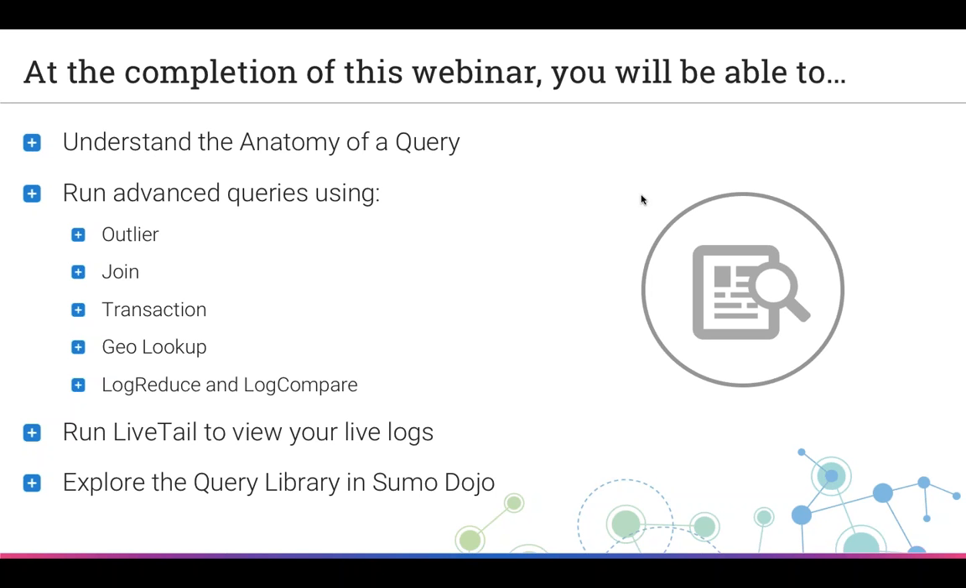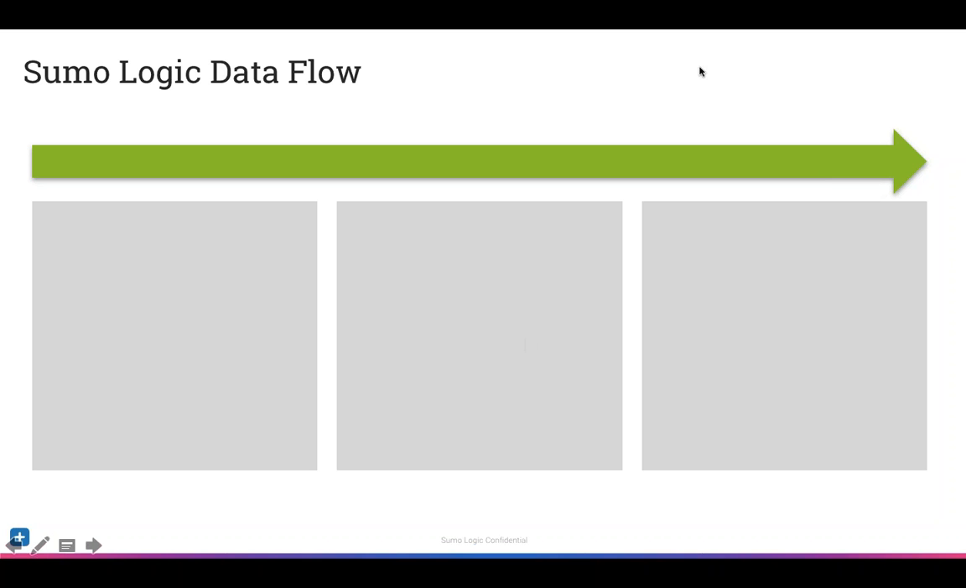I'm going to talk a little bit about Livetail and how you can look at your live logs even if you don't have access to your production environment. And then, as I promised, we're going to explore the query library in our community, which is called Sumo Dojo, so you can know where to go find more of this stuff.